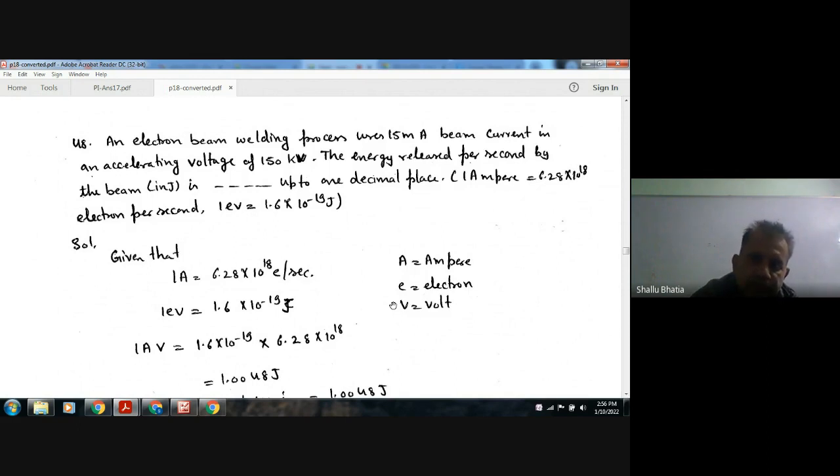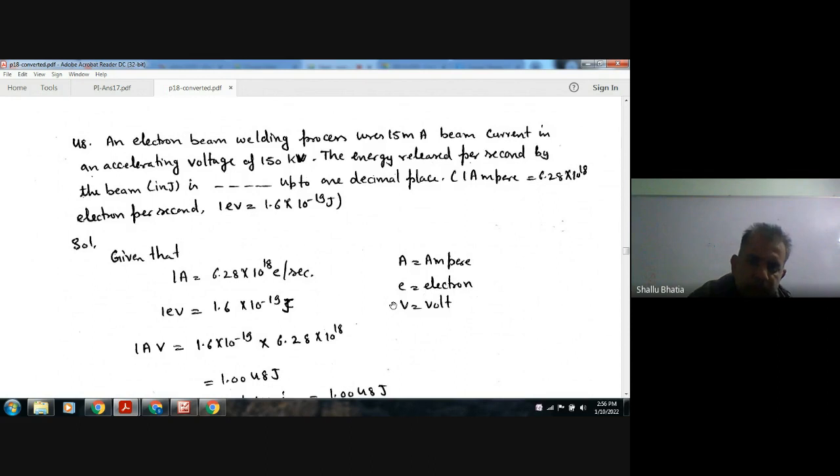Next, an electron beam welding process uses 50 milliampere beam current at an accelerating voltage of 150 kilovolt. The energy released per second by the beam in joule is dash up to one decimal place. Assume that 1 ampere is equal to 6.28 into 10 power 18 electrons per second, and 1 eV is equal to 1.6 into 10 power minus 19 joule.